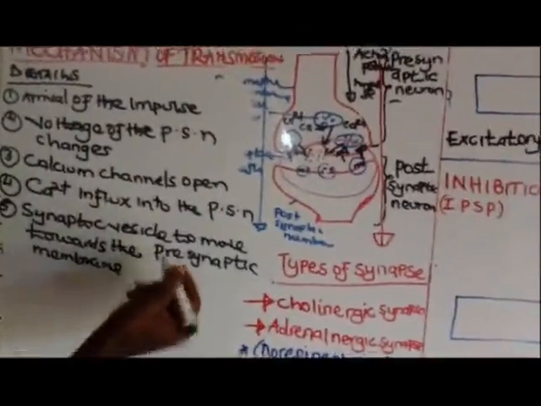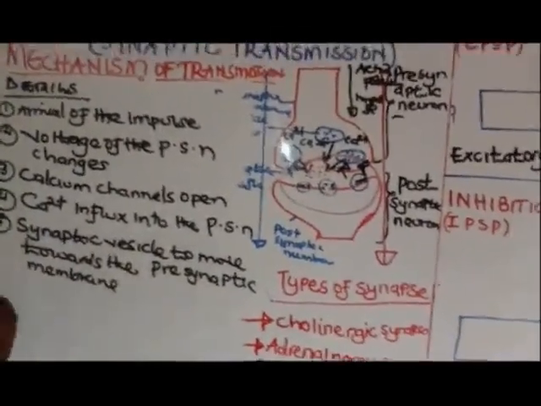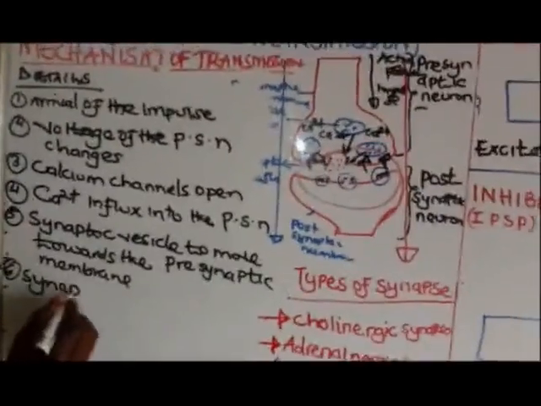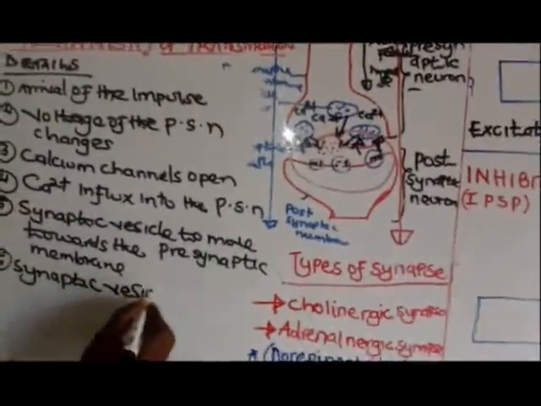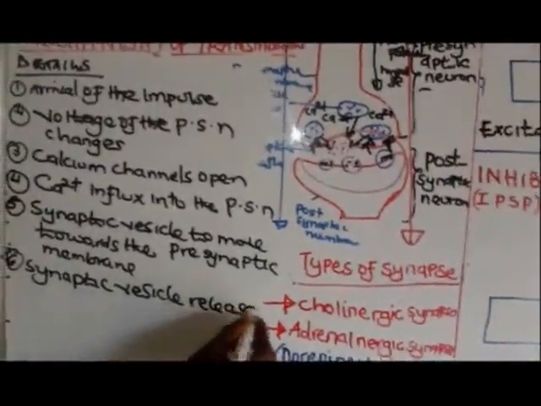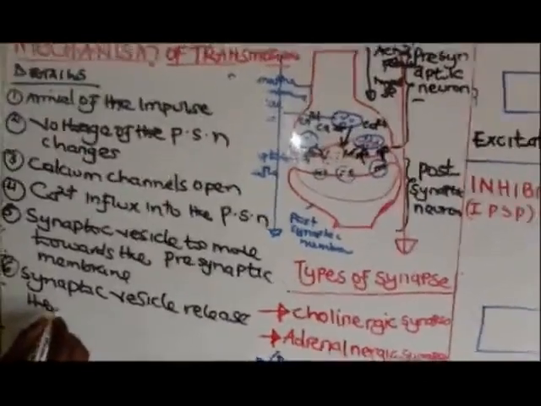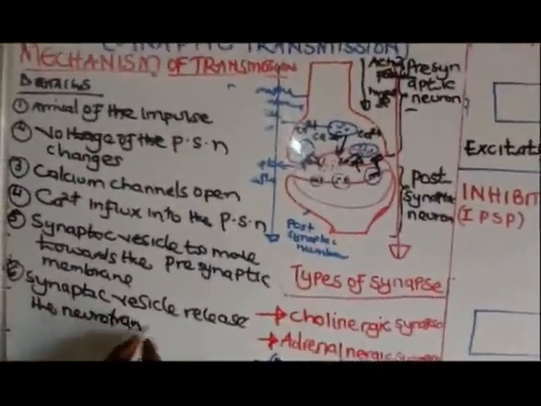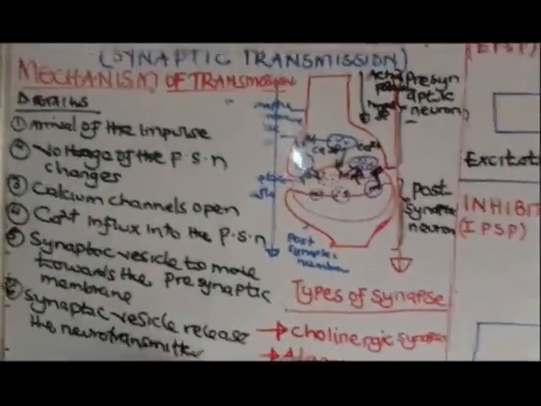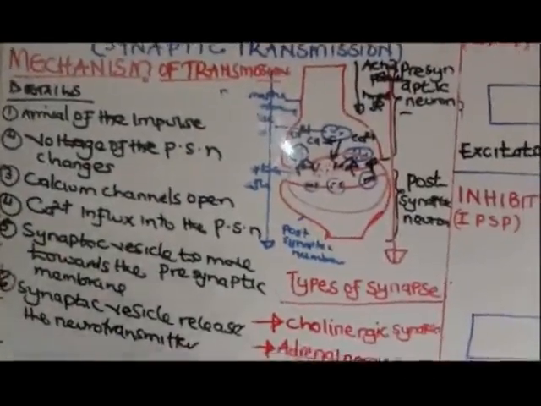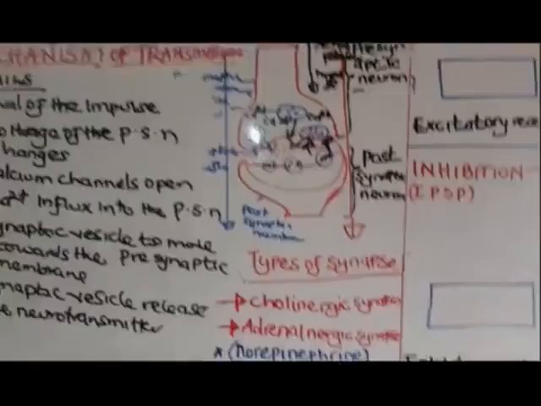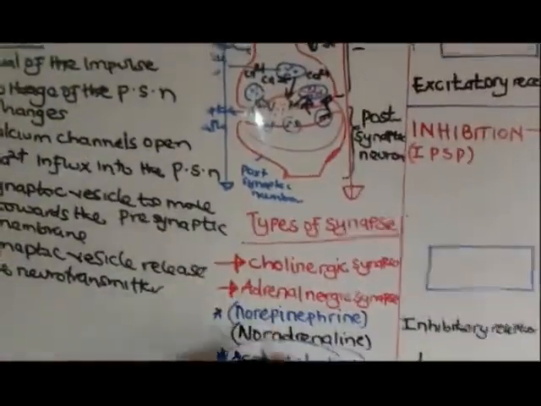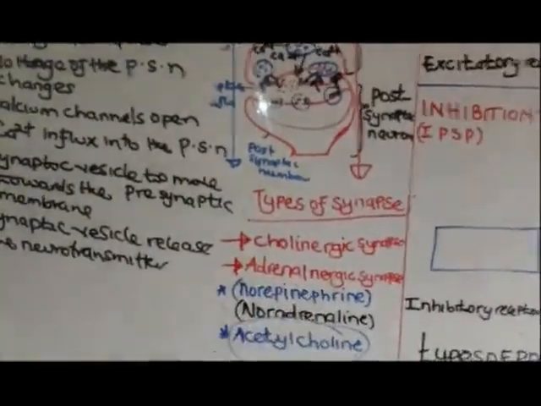After the synaptic vesicles move towards the presynaptic membrane, we see number 6, they release the neurotransmitter substance. Remember, we said we have 2, we can use acetylcholine, or we can use noradrenaline. Those using acetylcholine we are calling the cholinergic synapse, and those using noradrenaline we are calling the adrenergic synapse.